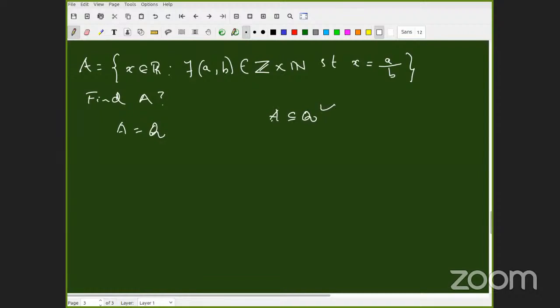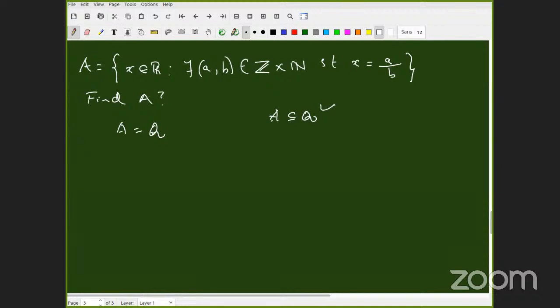Start with X in A. Then by very definition of A, there exist a, b in Z cross N such that X equals a by b. Now, a is already an integer. b is a natural number, therefore it's an integer. So a and b are integers. Do I know that b not equal to 0? Yes, because b is a natural number. Therefore, it is not equal to 0.